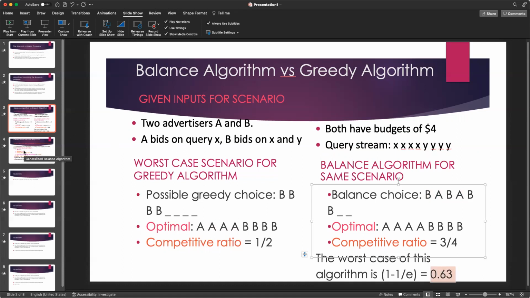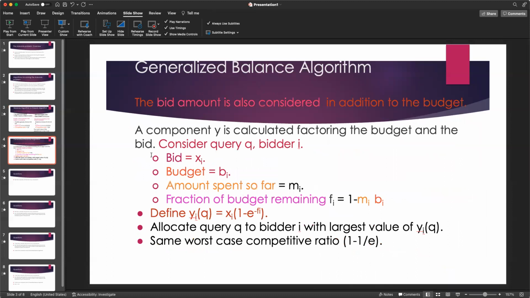To overcome both the balance algorithm and the greedy algorithm limitations, there is something called the generalized balance algorithm. In this case, the bid amount is also considered, along with the budget. For example, if advertiser A is willing to spend X dollars and advertiser B is willing to spend more than X dollars, advertiser B is given more preference.